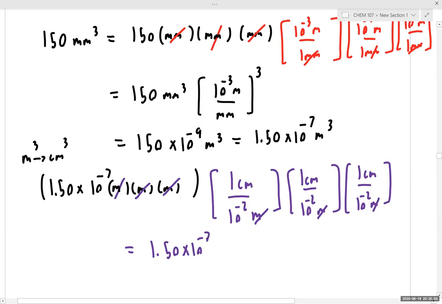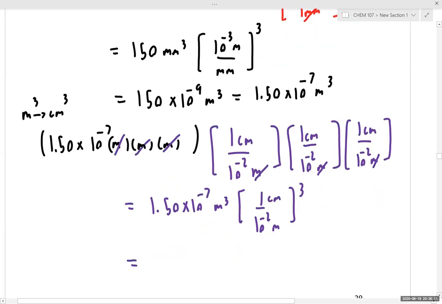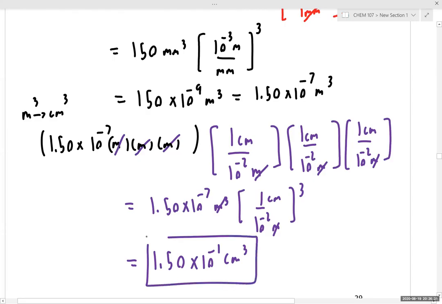1.50 times 10 to the negative 7th meter cubed times 1 over 10 to the negative second times 1 centimeter over 10 to the negative second meter cubed. And if we punch out either of these expressions in our calculator, we get 1.50 times 10 to the negative first meter cubed. Oops, not meter cubed. Meters canceled. Centimeters cubed. There we go. Perfect. So the only thing that's tricky about cubic units is you need to convert every single one of our units.